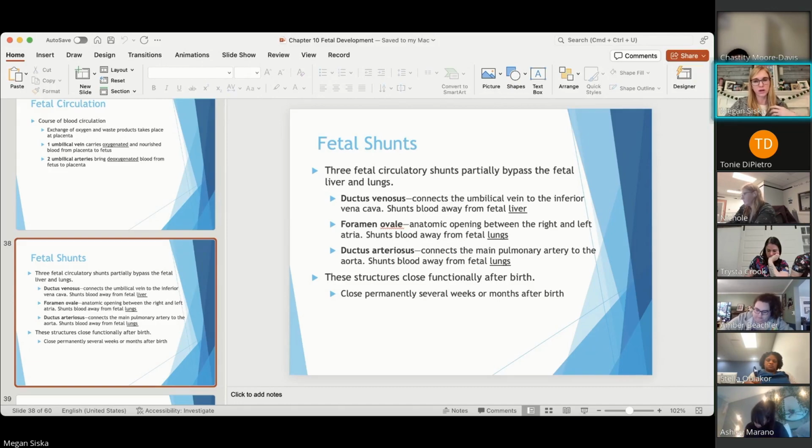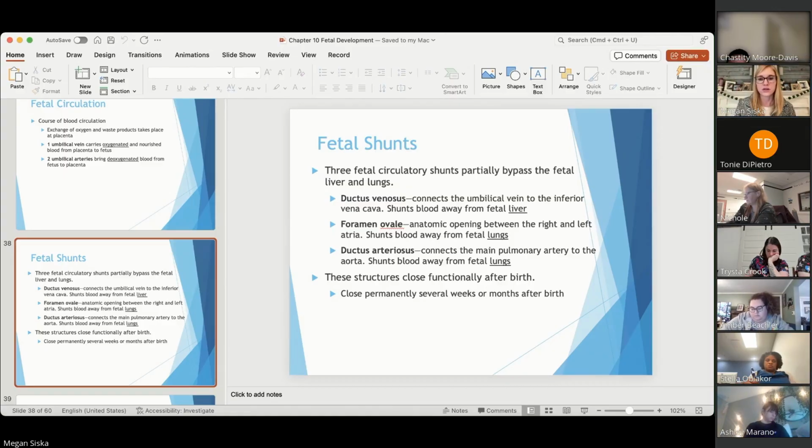just a little bit of it, because we do want to oxygenate the lungs, but we don't need the lungs to function, right? We want them to grow, but they don't need to actually function like you and I need our lungs to function. So most of that oxygenated blood is going to go to the left atria, and it's going to go on up to the baby's brain. So that's the foramen ovale.